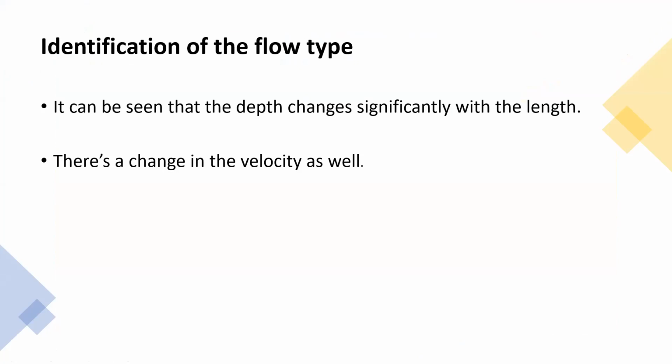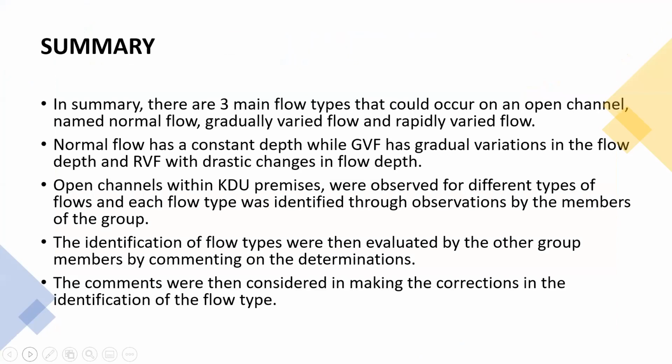So finally, in summary, we talked about three main flow types that could occur in an open channel, namely normal flow, gradually varied flow, and rapidly varied flow. Normal flow has a constant depth, while gradually varied flow has gradual variations in the flow, and finally rapidly varied flow has drastic changes in flow depth.